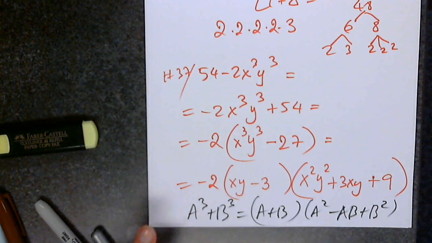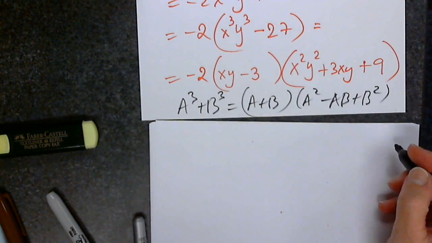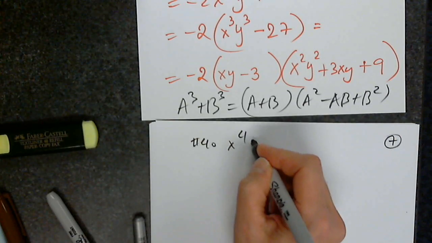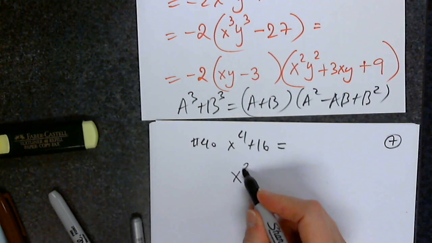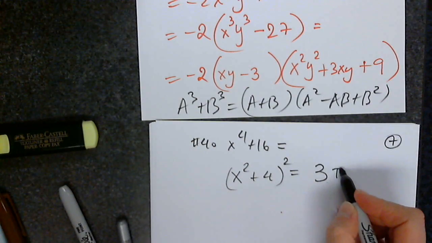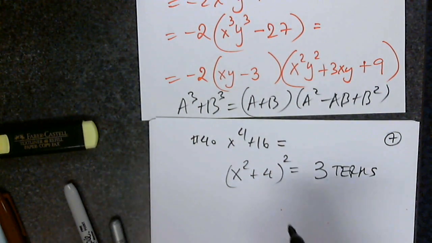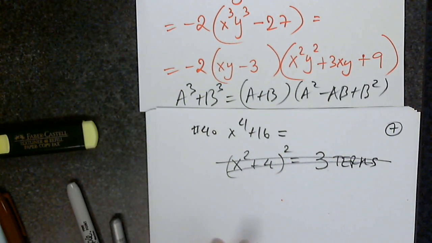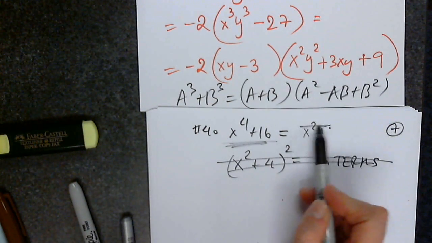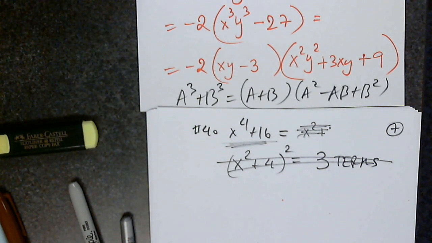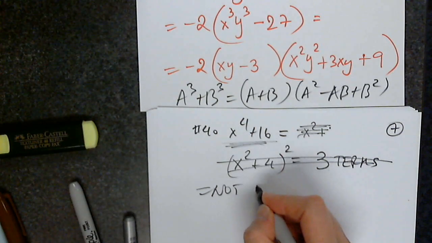Yes, ma'am. Of course. So x to the fourth plus 16. So what can you say about that? But then is x squared plus 4 to the second power, which has 3 terms. So if I write x squared plus 4, everything squared, I get 3 terms. So it's 3 terms, and I don't only have 2 terms. So it's not factorable. Not factorable because it's the sum of squares.